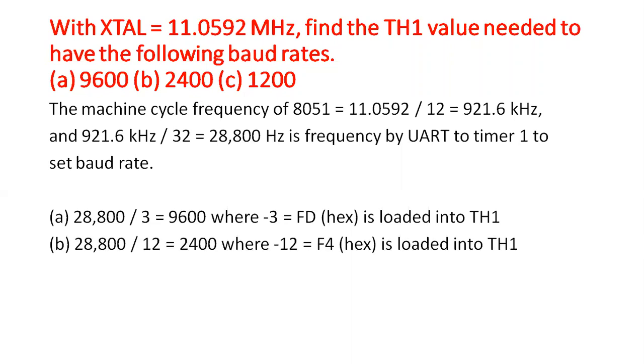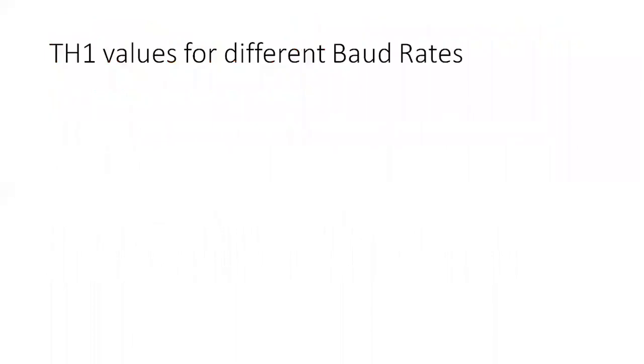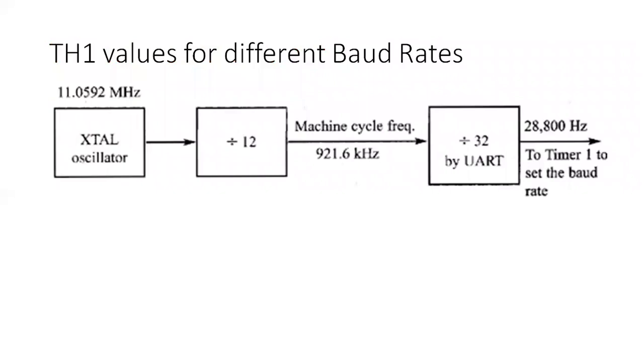Similarly, 2400 baud rate means 12, so minus 12 you can load. For the next one, 1200 baud rate means minus 24, so you can load minus 24, or E8. So these are the TH1 values for the different baud rates. This is the formula, you should keep it in mind.